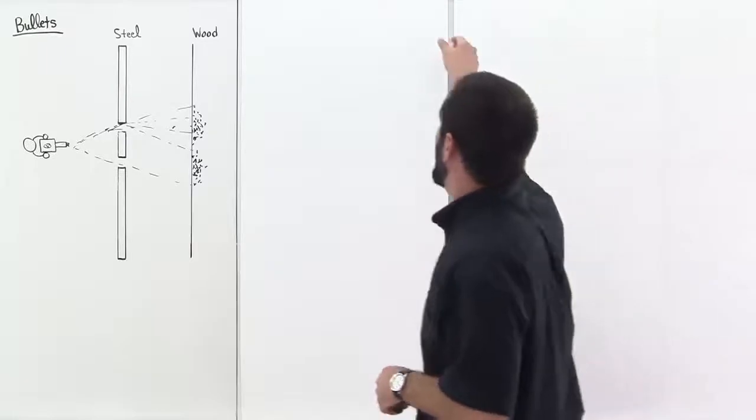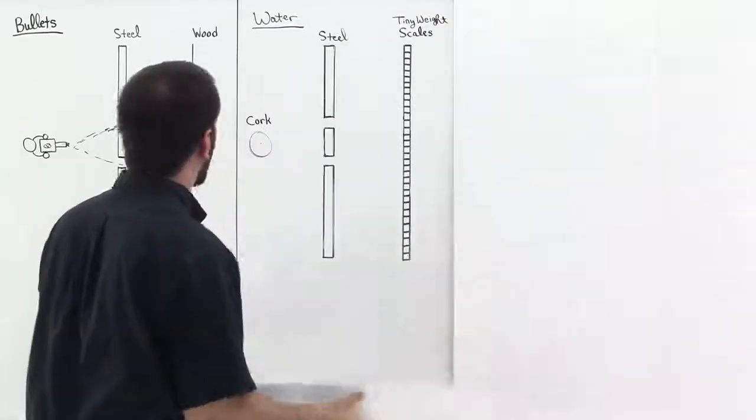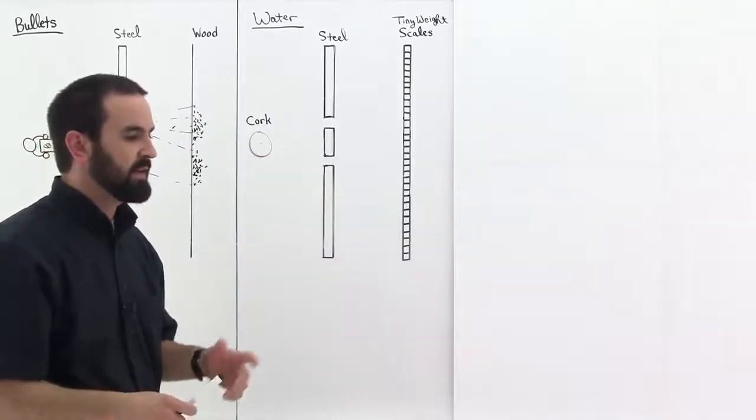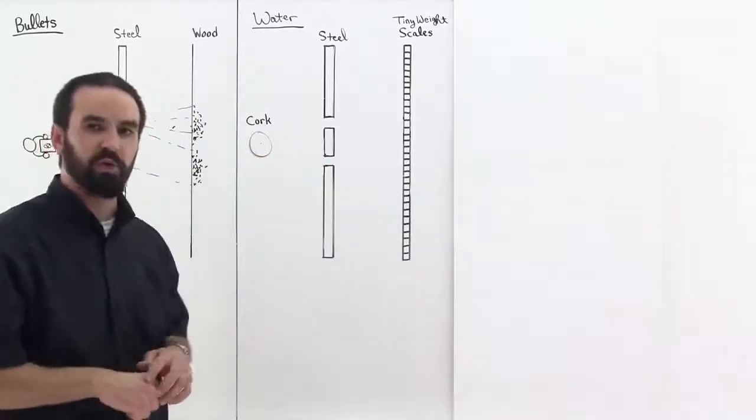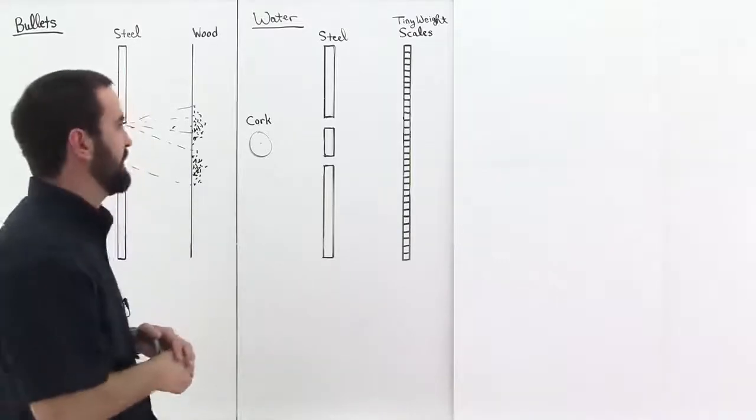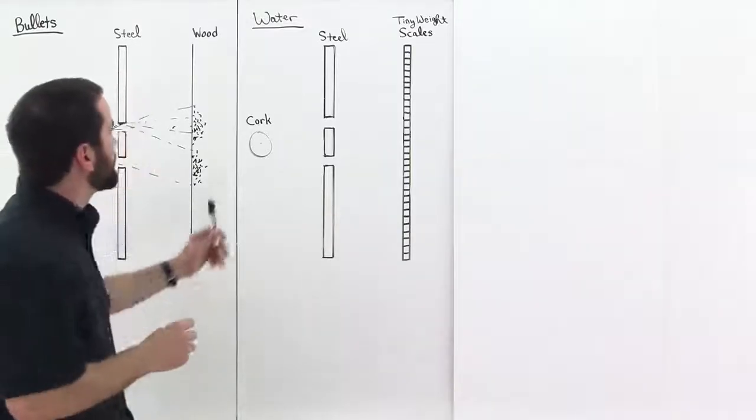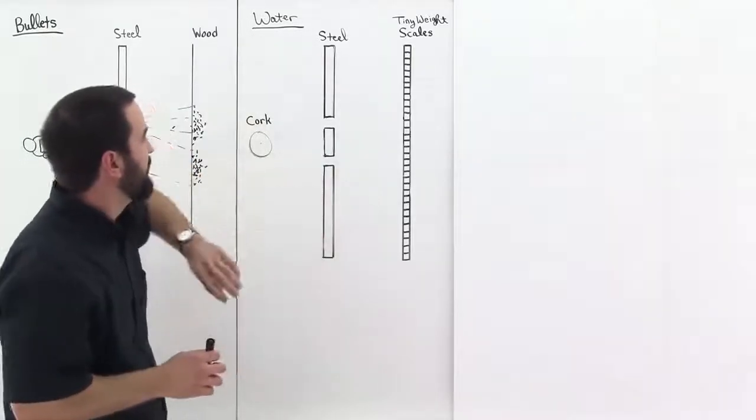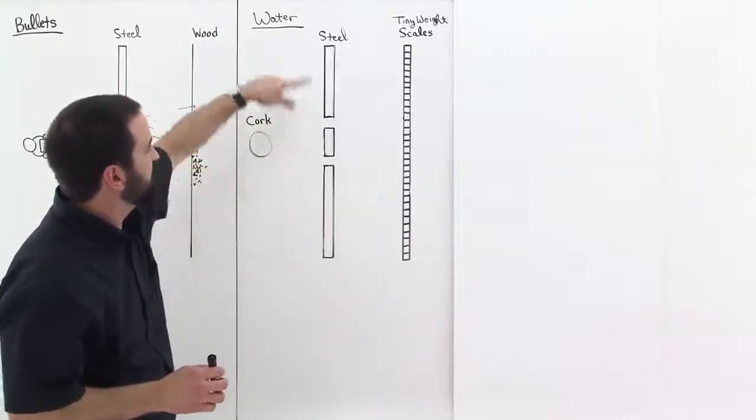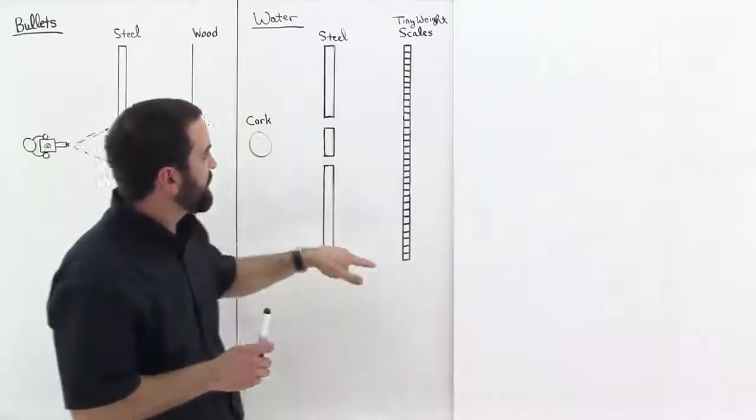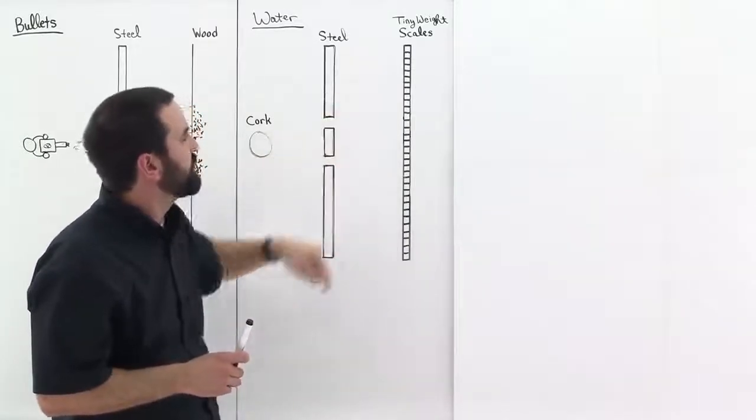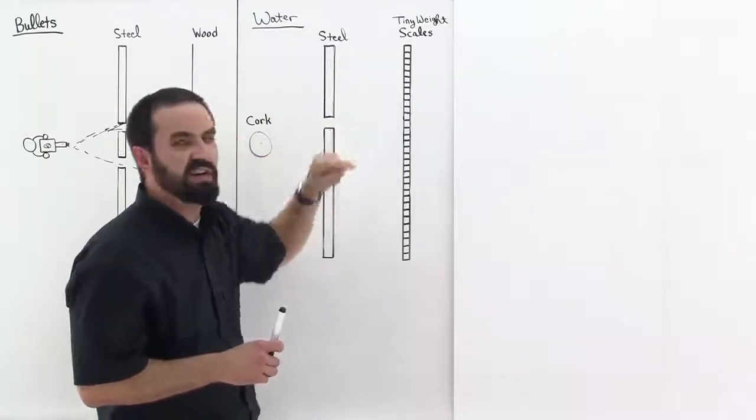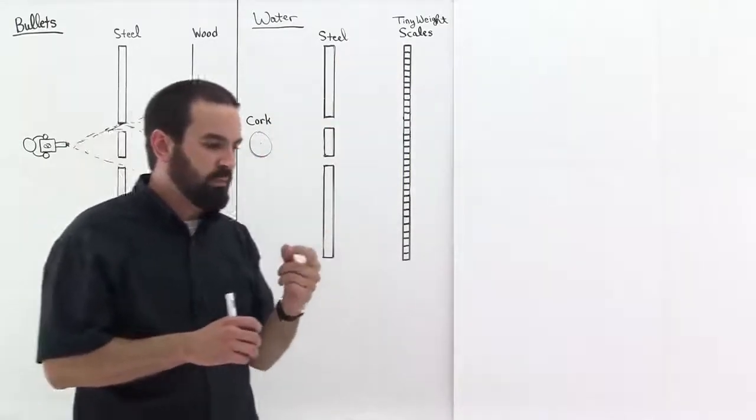Let's move on to water. We're going to do an experiment with water waves, and these classical experiments will help us to describe and understand the quantum electronic wave model later, which we'll do in the third case. So we have a cork here, bobbing up and down in this vat of water. We have the double slits cut into the steel barrier here, and on the backdrop, instead of a piece of wood, we've put some tiny little weight scales, each one at a different location, and each one can measure a weight value.